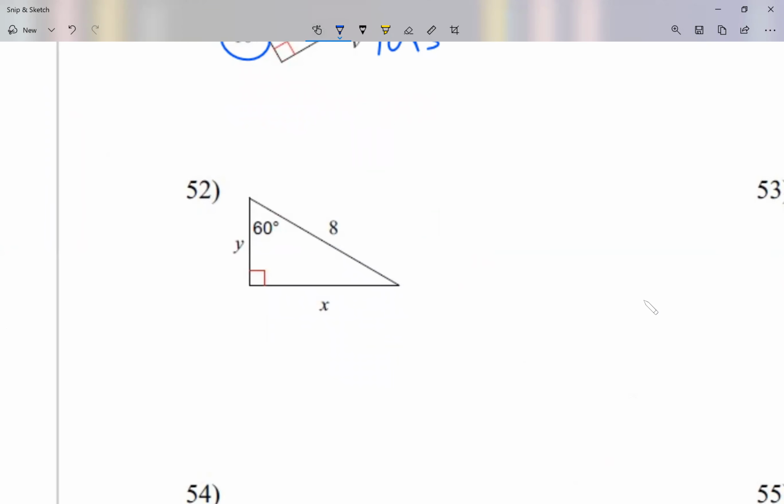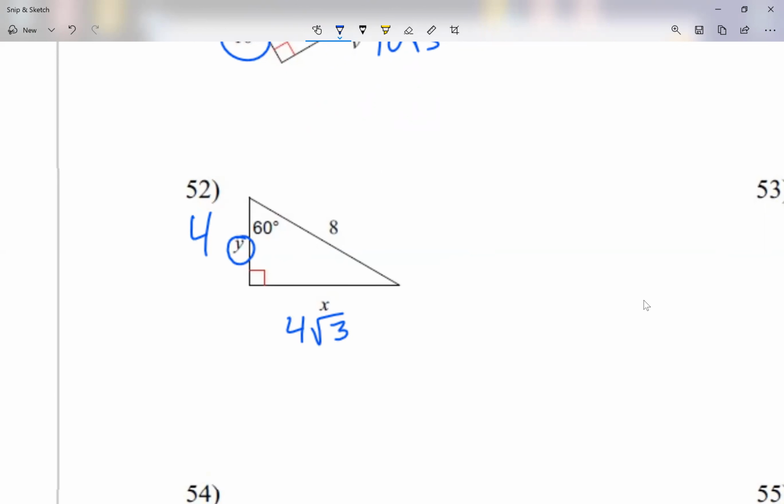The small side is a number that I don't have. I have the hypotenuse, but I don't have the small side. The hypotenuse is 8, so the small side in this case has to be 4. Remember, the small side is half of the hypotenuse, so half of 8 is 4. Now that I have the small side, I'm going to be able to solve for x, and I'm going to say x is 4 radical 3.